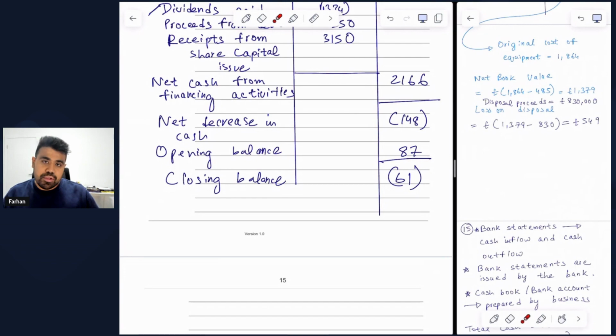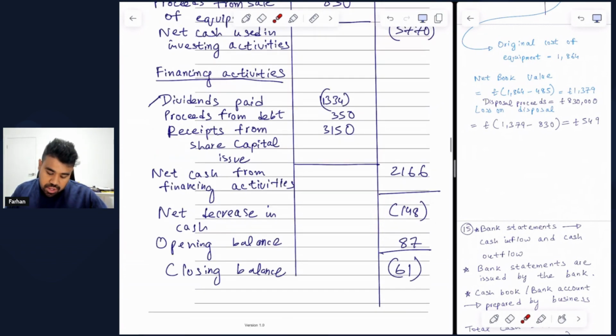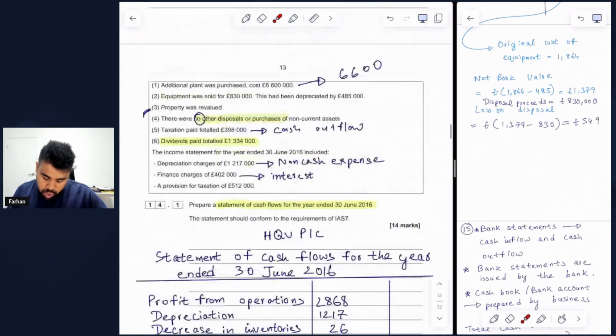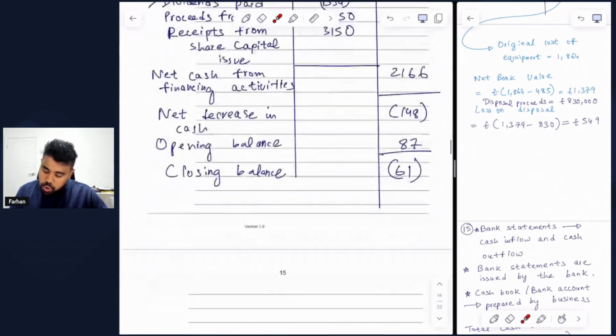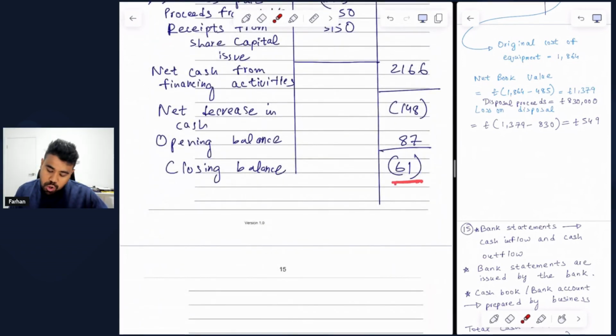If this is a current liability, you can clearly find it in the statement of financial position, where you will see that we have cash and cash equivalents, which is also known as bank overdraft, and that is 61 here, explicitly mentioned under the current liabilities, which also refers to the negative balance or the cash outflow or bank overdraft or current liability, whatever you want to call it, of £61 as the closing balance at 30 June 2016. That's all for the statement of cash flow preparation.